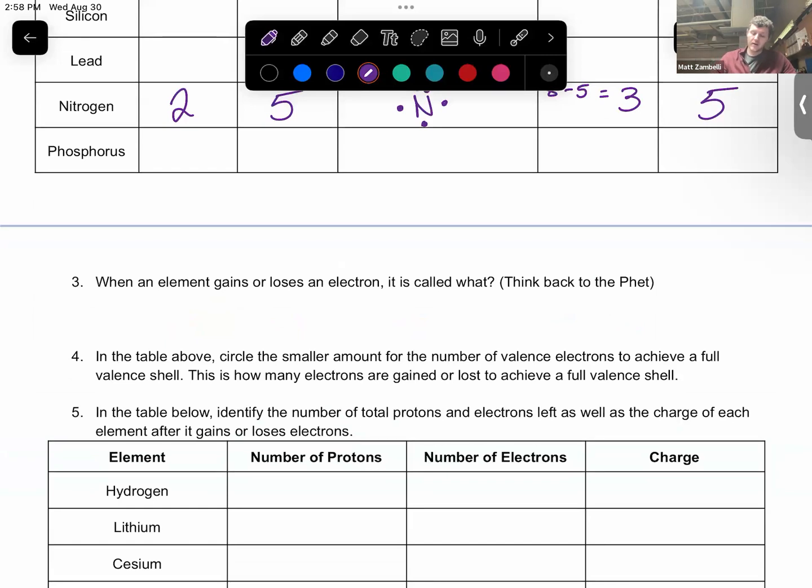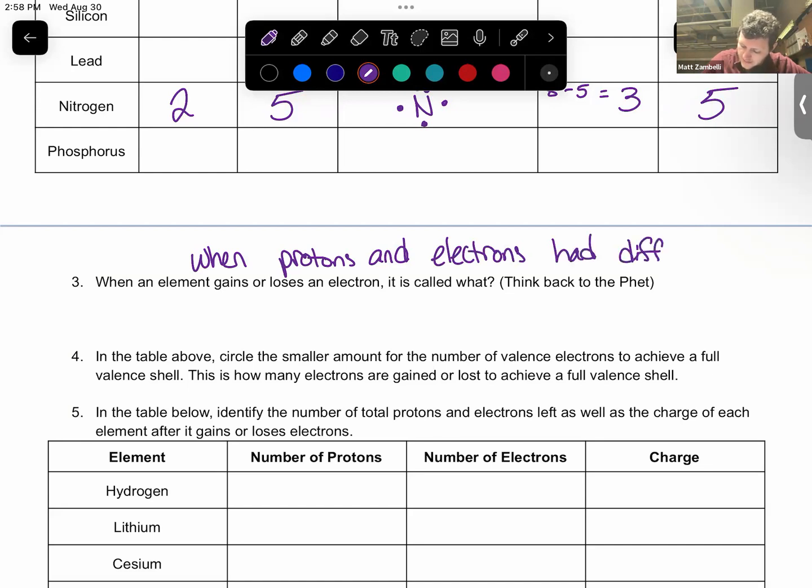I want to go to number 4. I want you guys to do number 3 on your own. All right. So think back to the periodic table. What did they call it when it had a positive or a negative charge, when it lost or didn't have enough electrons to match the number of protons, when protons and electrons had different amounts? Okay, so we want to know what it's called when they had different amounts for number 3.